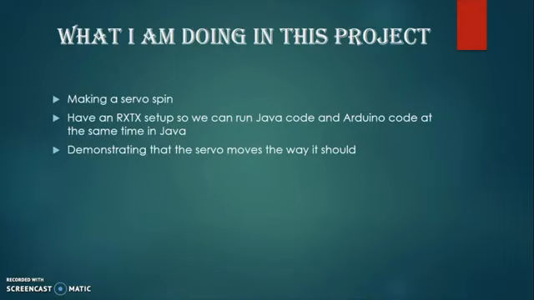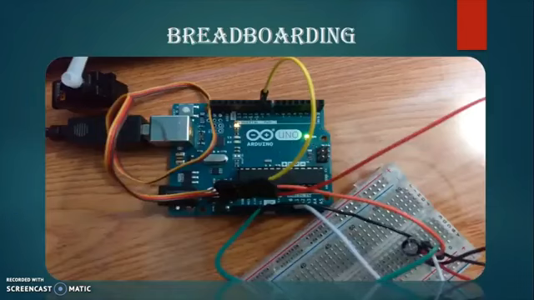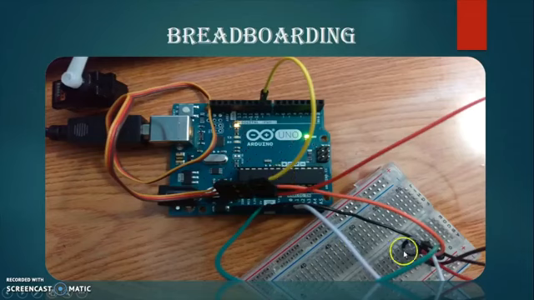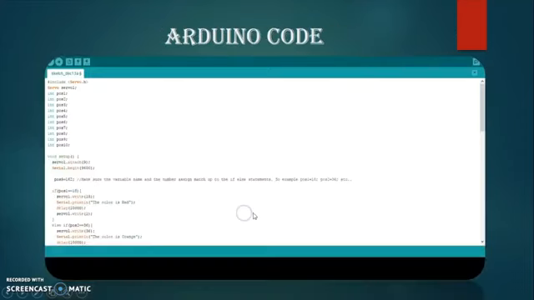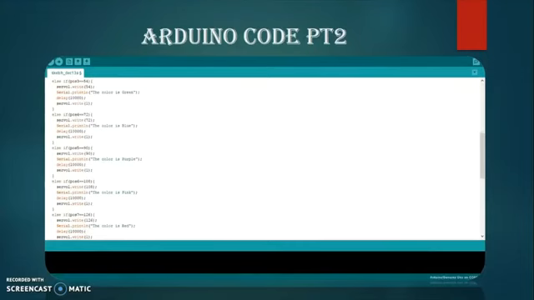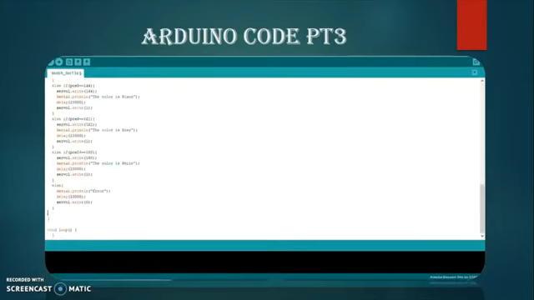What I'm doing in this project is making a servo spin, with an RxTX set up so we can run Java code and Arduino code at the same time in Java, demonstrating that the servo moves the way it should. Here's the breadboarding that I did. This is the Arduino circuit board. This is a capacitor. This is the breadboard, and that's a servo. Here's part 1 of the Arduino code. Here's part 2 of the Arduino code, and here's part 3.